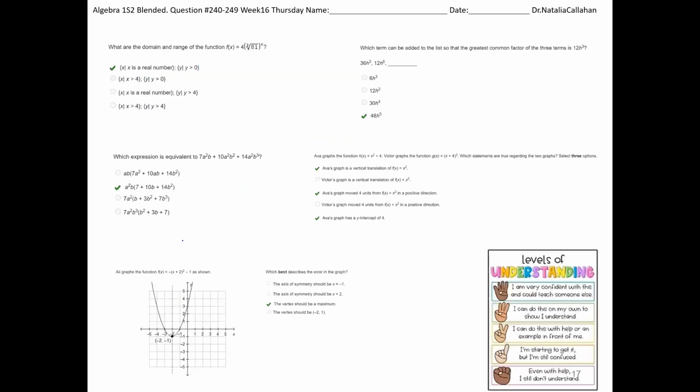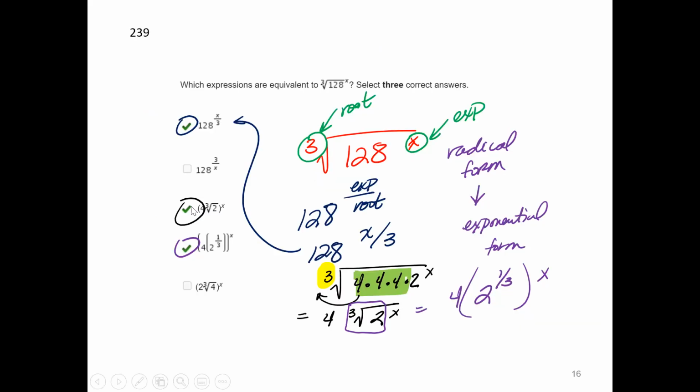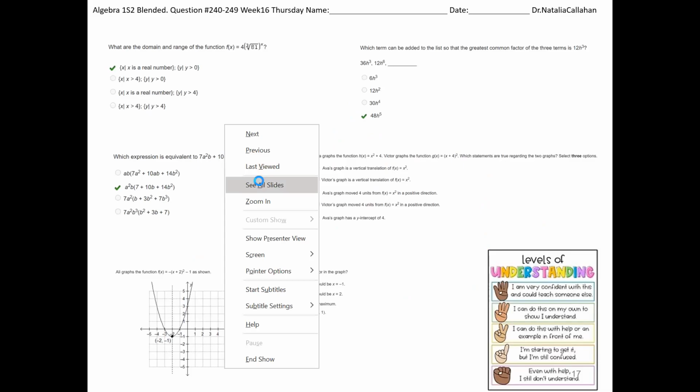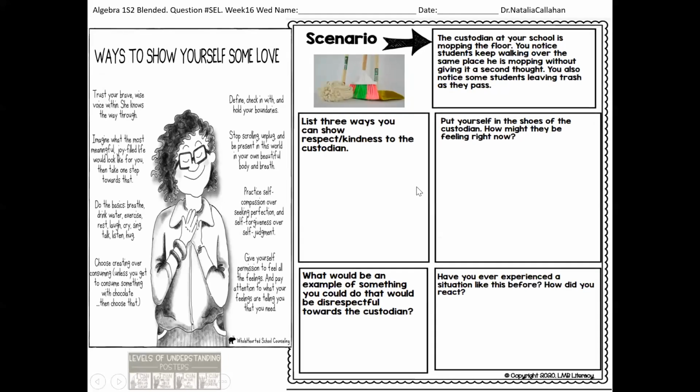All right, you guys, I think that is it. That takes us to 240 or 239. And so then on Thursday, we'll continue with the rest of them. And so now what I want you guys to do is turn over to the back of it.